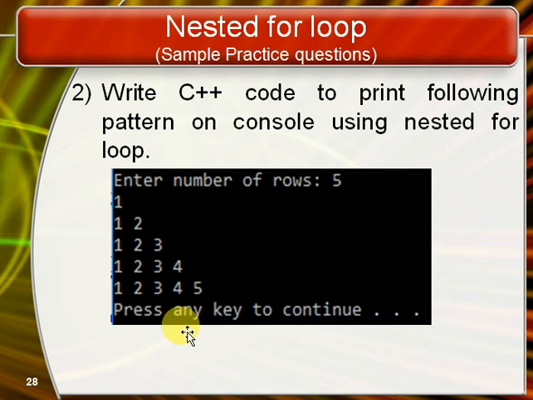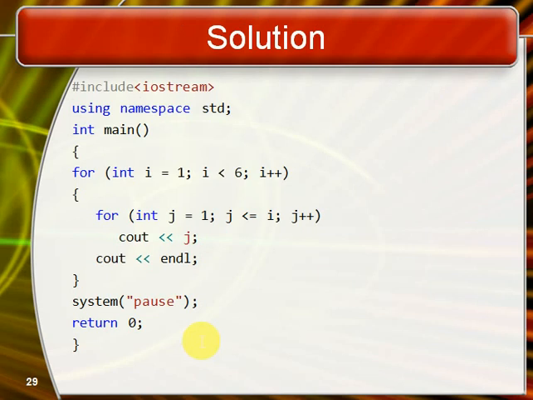It's another sample program. Write a C++ code to print the following pattern on console using nested for loop. The pattern is the same as the previous pattern, except it's using numbers instead of a character. To write a program for the above pattern, first of all observe the pattern, and then write the program. The program is the same as the previous program except that it's using numbers instead of a character symbol.